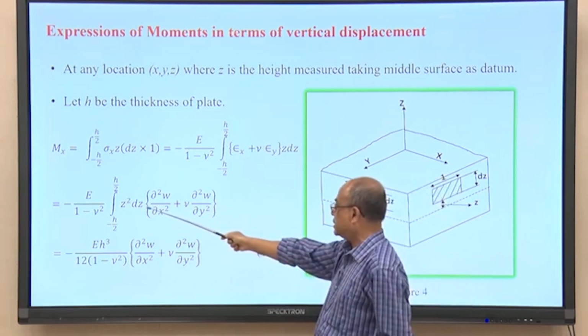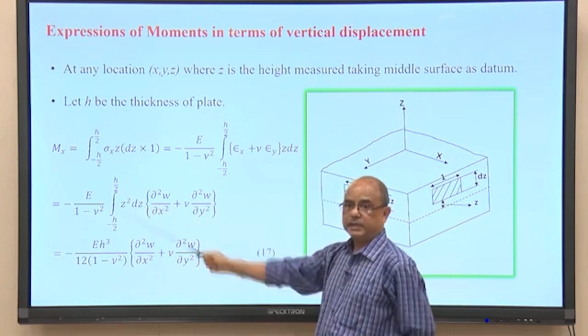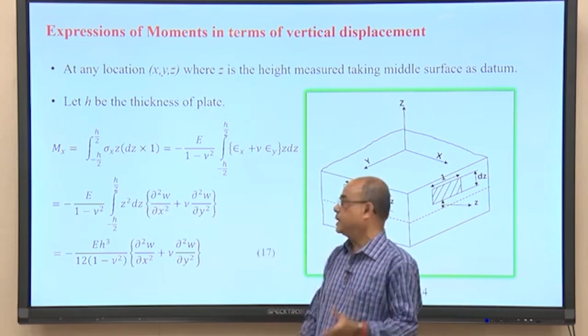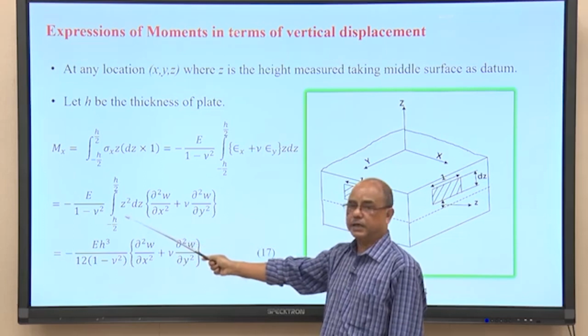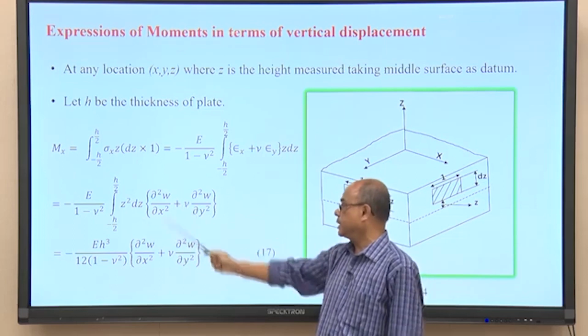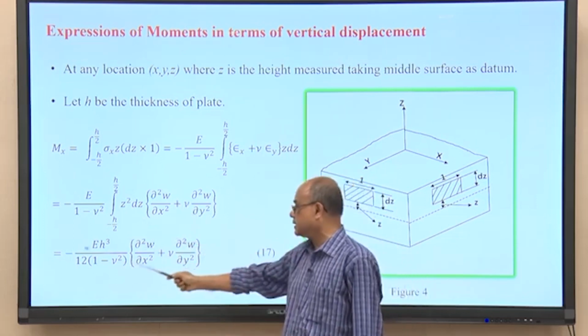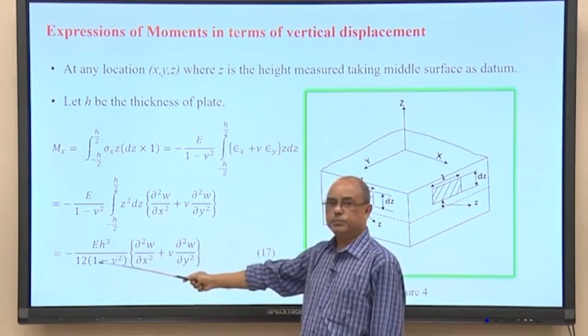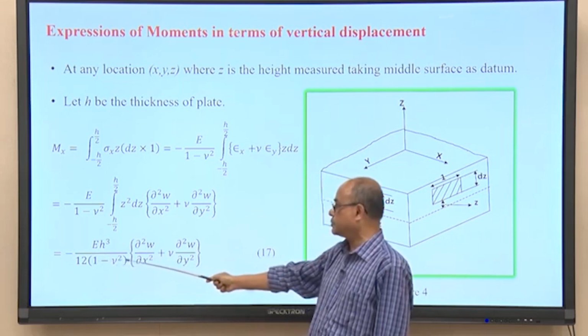So, z square dz has to be integrated, that means z cube by 3, and then we have to put the limit minus h by 2 to plus h by 2. As a result, you will get this constant E h cube by 12 (1 minus nu square).